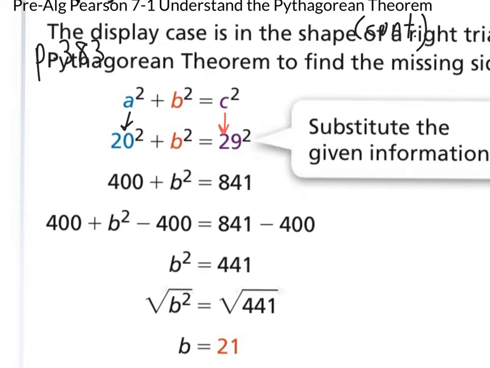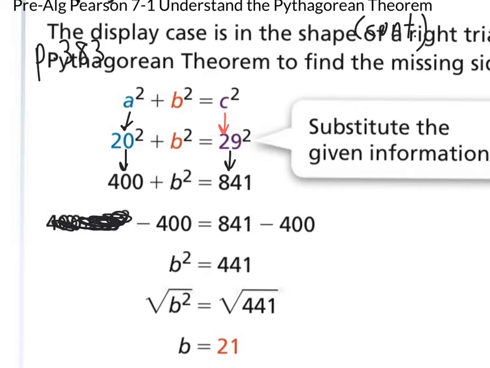So once we substitute those numbers, the next thing we always need to do is go ahead and square them. So 20 squared, 20 times 20 is 400. 29 squared is 841. Our goal is to figure out what B is equal to. It's going to take us still a couple steps to get there. The next thing we could do is get the B squared by itself.